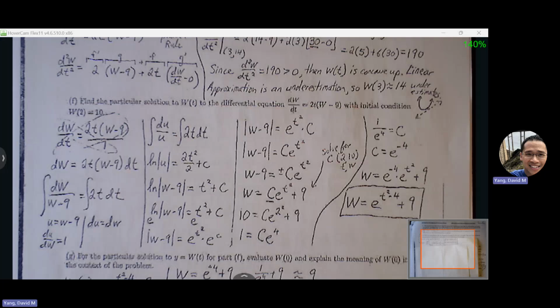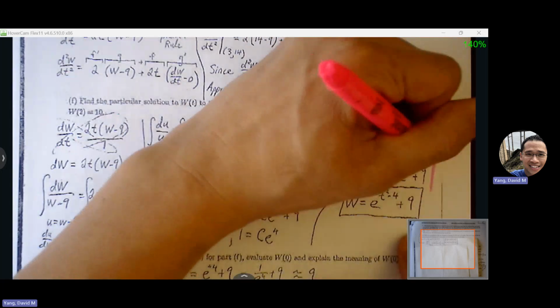I'm focusing on solving for w first. And then once I get the w, I can plug in my ordered pair 2, 10 to solve for c. And once I solve for c, I'm putting it back into my w equation. Either of the final forms are fine.